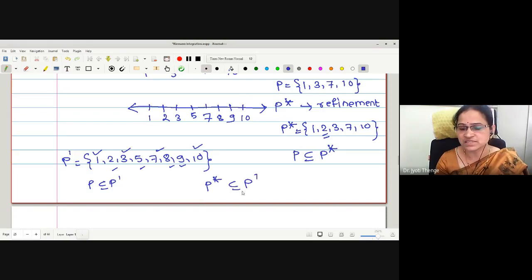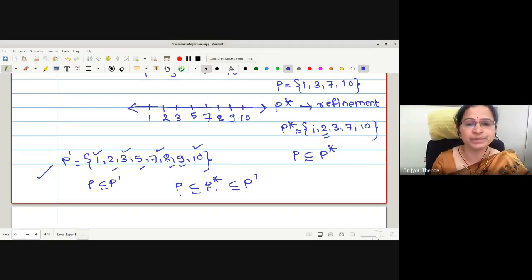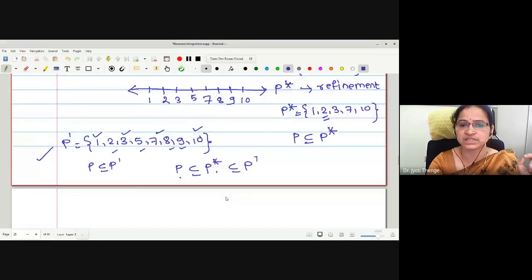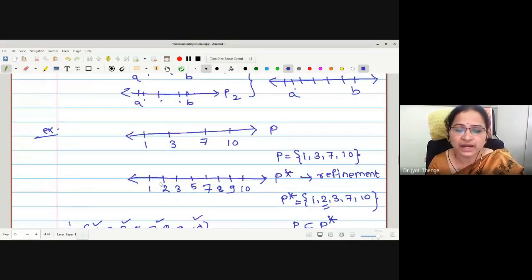All the points of P star are in P dash. All the points of P are in P star. Therefore, may I say this P dash, whatever we have written, is a refinement of P star and is the refinement of P as well. Okay? Therefore, the simple meaning you have to keep in mind is refinement means you have to increase the number of points in the given interval so that the length of the subinterval will get decreased, small length we will get, so that we can say that the subintervals are made finer.